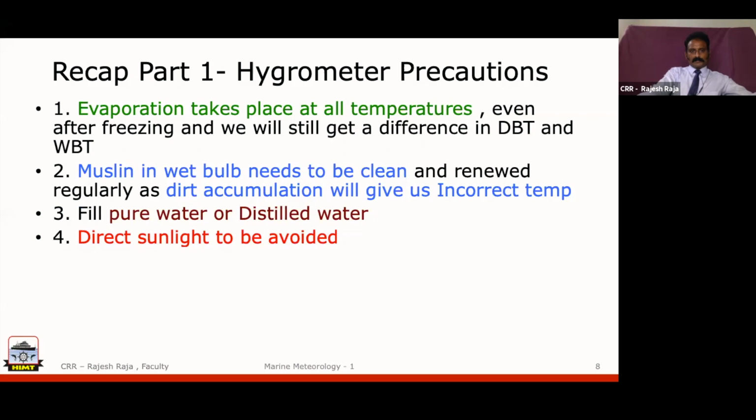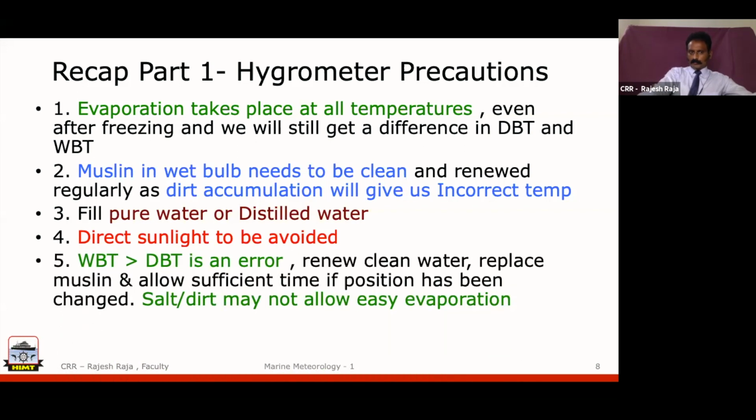Now, direct sunlight is to be avoided. That is why it is kept in a box, the Stevenson screen. There are some more precautions also. Normally, you will not keep it at the deck. You will keep it at least a meter and a half above. You will not keep it directly at a place where a blower is blowing, so you will not get the real temperature and the wind speed also. These are some small precautions as well.